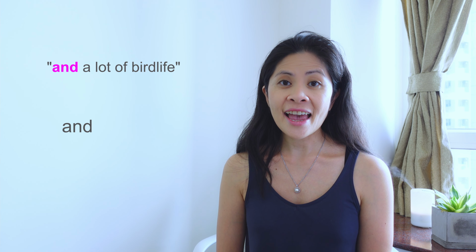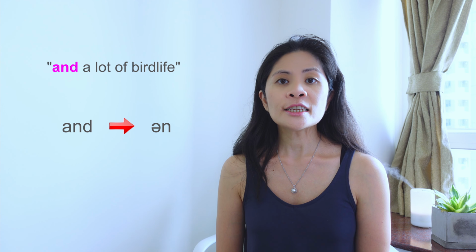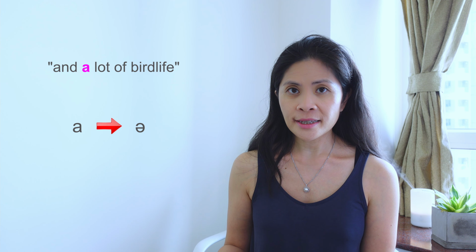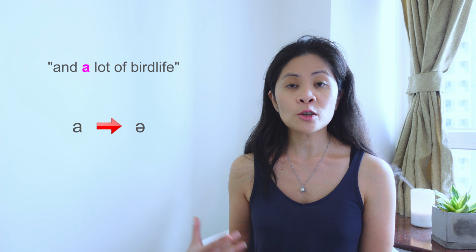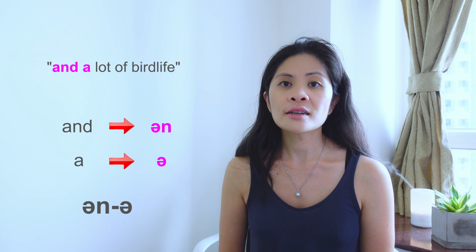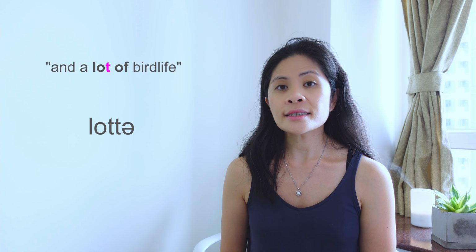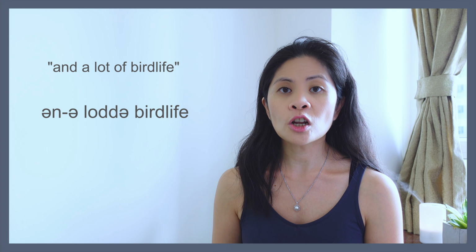Firstly, he changes and to an, like before, and he changes a to a, the schwa sound. And this actually happens almost all the time in spoken English, which is why you might not even hear it sometimes. And then he joins these two words to make one longer word, ana, which is still not very long. And then lot of. He joins these two words because there's a consonant sound and a vowel sound right next to each other. But he changes of to just the schwa sound. And the t sound in lotta actually sounds like it's somewhere between a D and a T. So it sounds more like lotta and a lot of bird life.